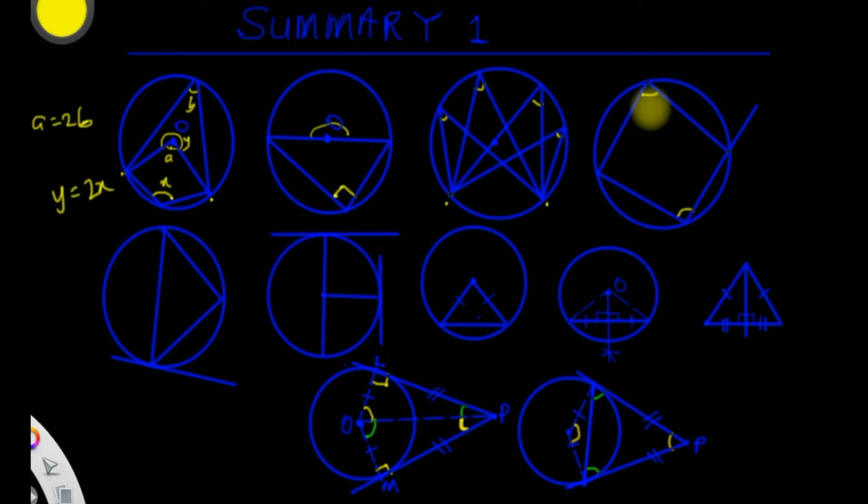180 degrees. So if this angle is A, and this angle is B, let's say this one is X, and this is Y. Then from this theorem, when we add A to B, A plus B will give us 180. And then X plus Y will also give us 180 degrees.